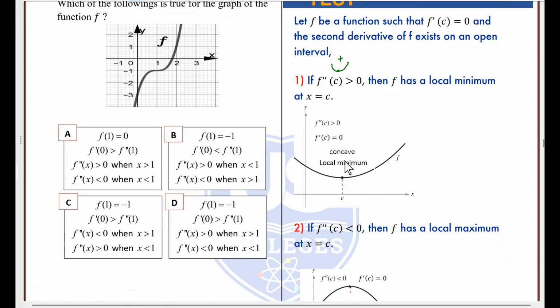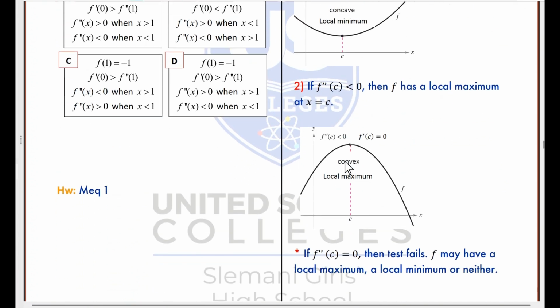Similarly, for values that make the first derivative 0, if the second derivative is negative, then we know that the graph is convex. If the graph is convex, the second derivative is negative and we have a local maximum point. So this is the idea of using the second derivative test.